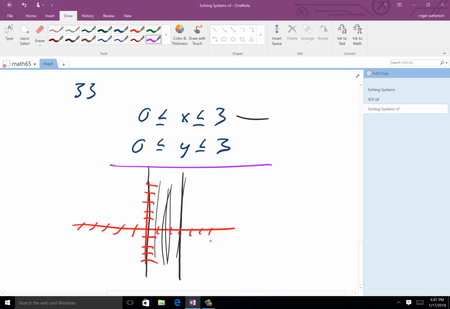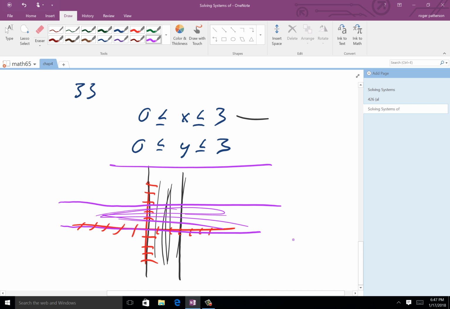So we'll go like this. Then we have y greater than 0 and y less than 3. So we draw a line here at 0 and here at 3, and then where's the shade going to be? Right. That's a lot easier than I expected it to be. So the answer then is this little box, right? This square here.